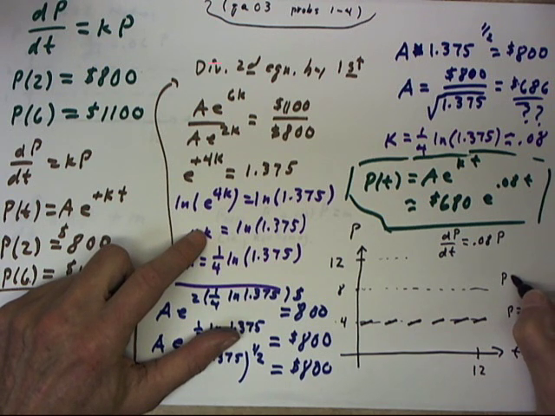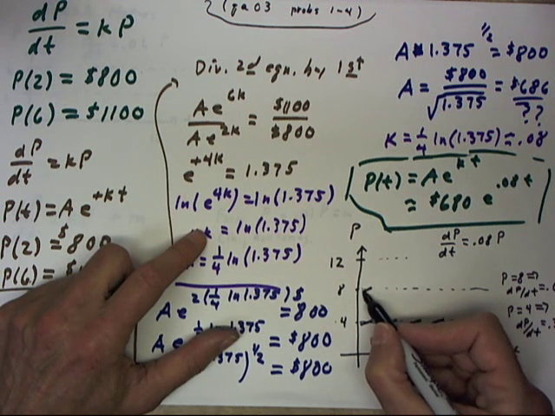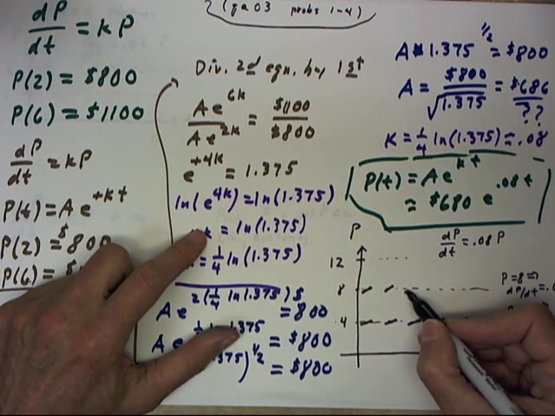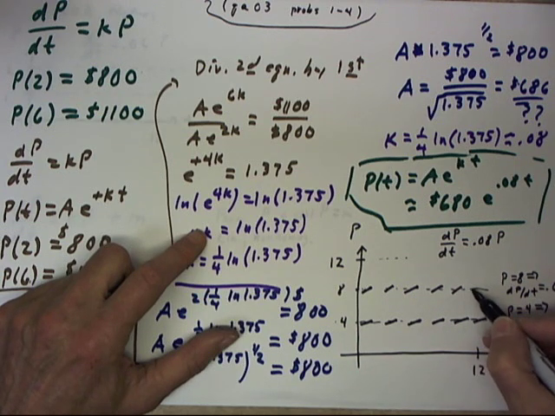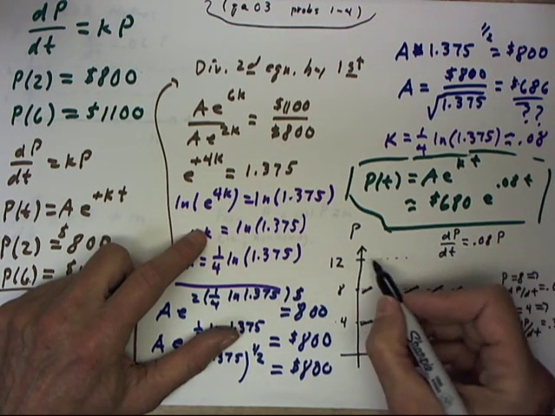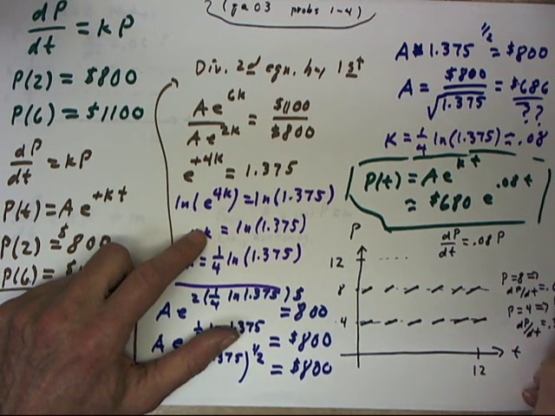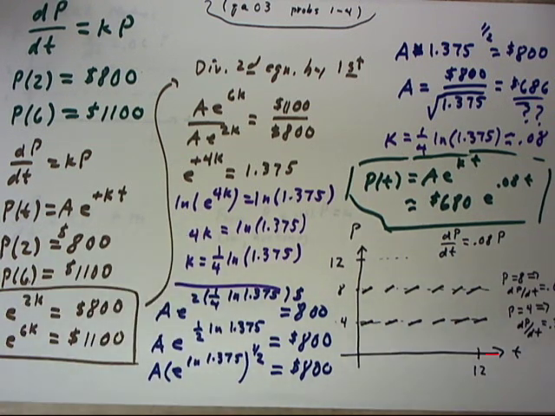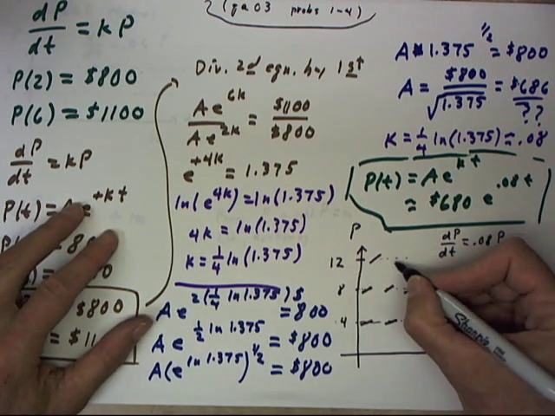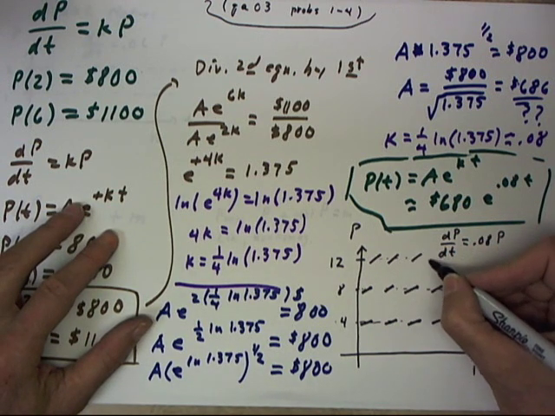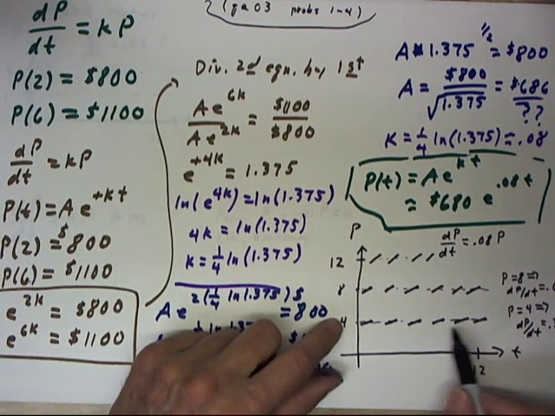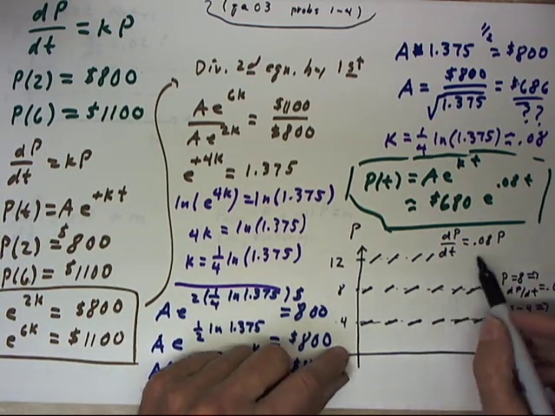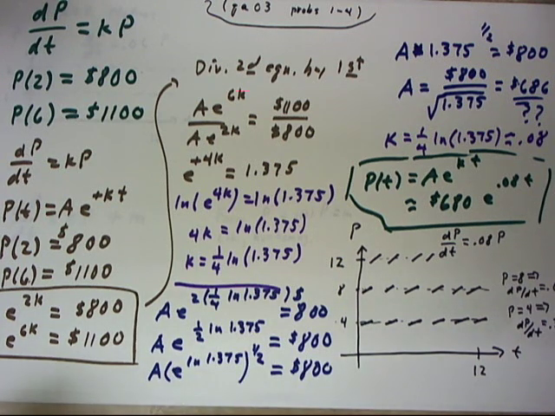And P equals 8 implies dP/dt equals 0.64, so the slope is a little greater here. And when P equals 12, it's going to turn out that the slope is, well, 12 times 0.08 is 0.96, a slope pretty close to 1. So the graph continues to get steeper. Now, these lines show us how our solution curves are going to behave geometrically.